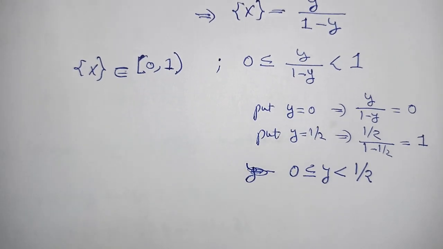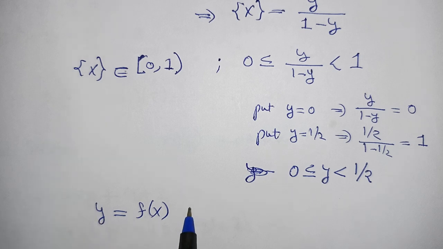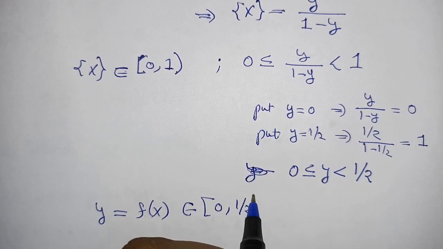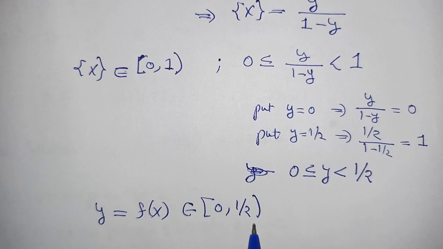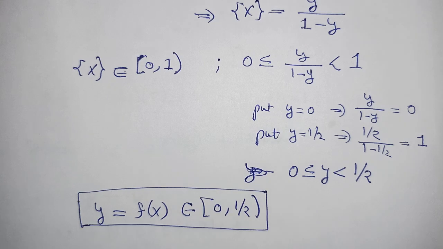So finally, the range of f(x). y was a variable which is equal to f(x), and we know that the range of f(x) will be the values of y, and we know y belongs to the interval [0, 1/2), which is a semi-open interval. 0 is included and 1/2 is not included. So this is the range of the function that is asked in this question. So this is the answer.